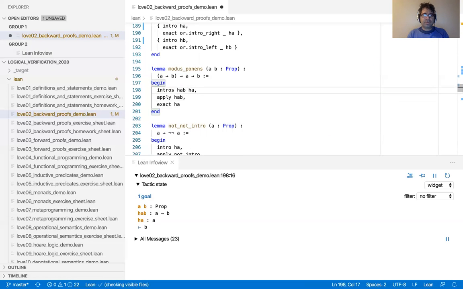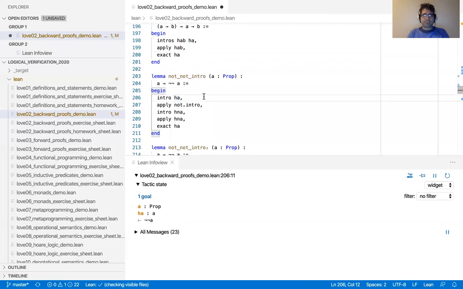Right, so modus ponens is just that if you have A and B and you have A, then you have B, right? So it's just an apply and then an exact or an assumption. Not is more interesting because first you do an intro and then you have not. And then what you can do is a not intro, right? And then that gets rid of one not.